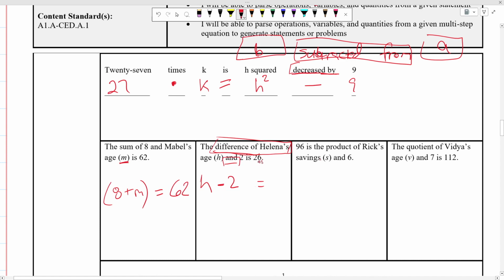Now let's finish this out here. Is 26. There you go. That's it on that one. Nothing too bad at all. All right, this one here, 96 is the product of Rick's savings and 6.